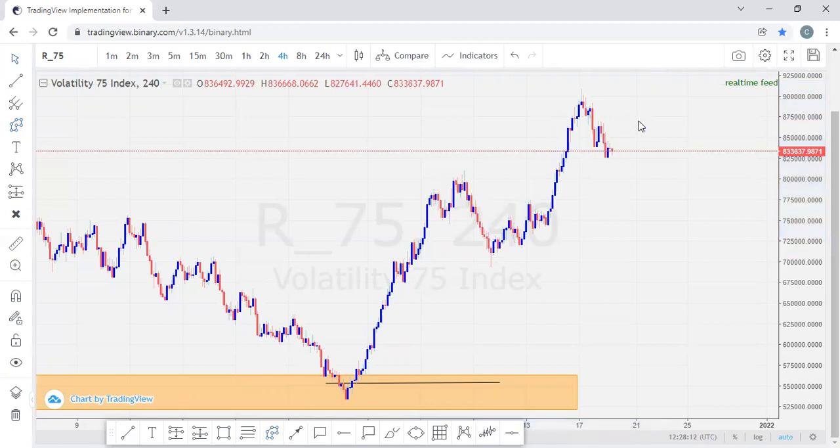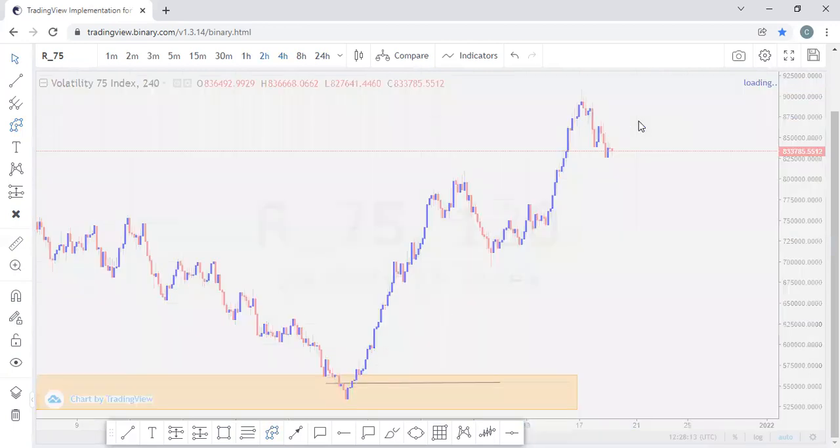Let's check the 2 hour time frame to see if there's anything of interest on the 2 hour time frame, right?